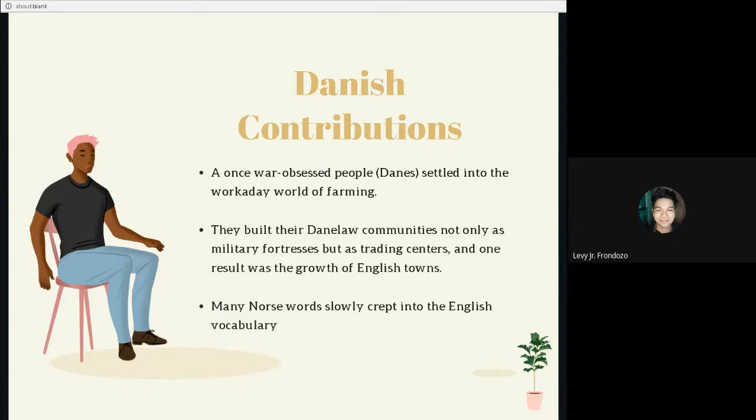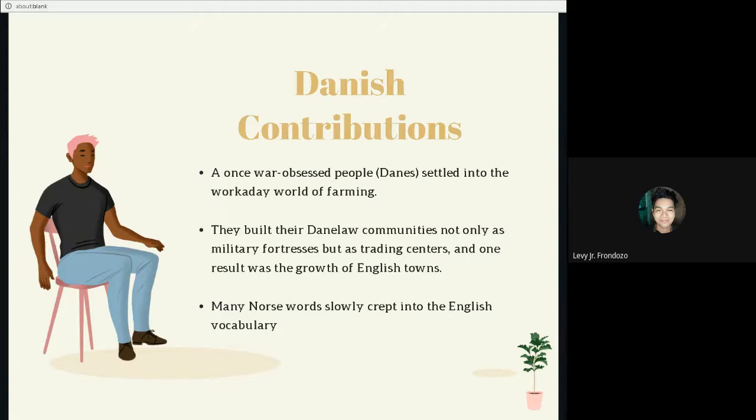So yun po, parang as Danes arrived, there has been a leeway to transform a war-obsessed people into a workaday world of farming, beer brewing, and moving goods, or in other words, merchants' trade. And the next endpoint of this is the building of English towns, construction of English towns, in the term construction, parang nagkaroon po ng mga English towns because from the day-to-day interaction of people, of English people, so yon parang na-influensyahan po ang Scandinavian ng Anglo-Saxon language.